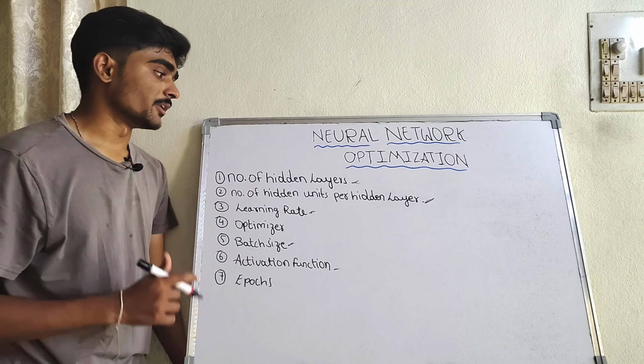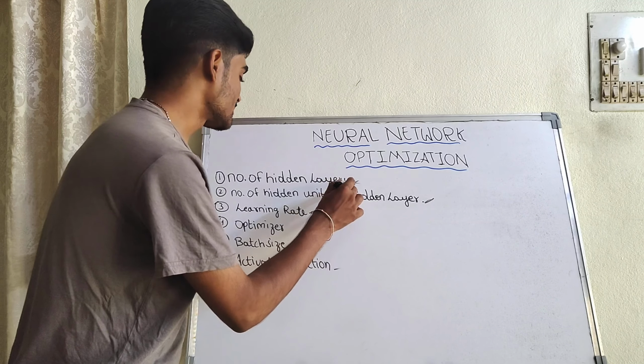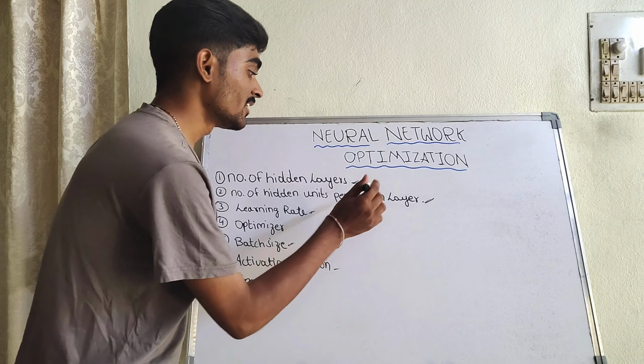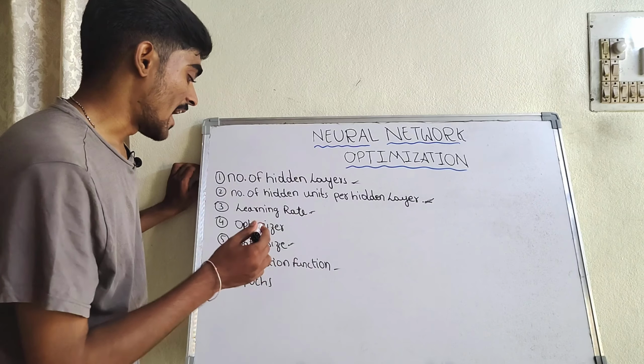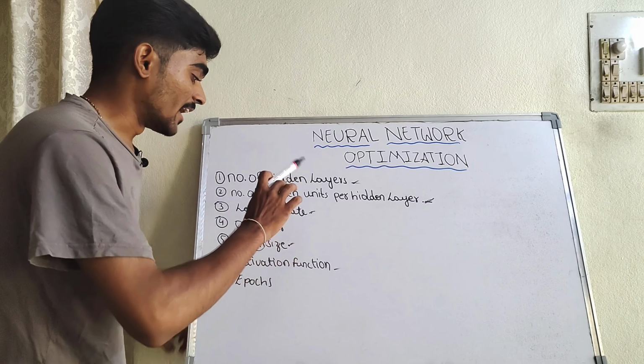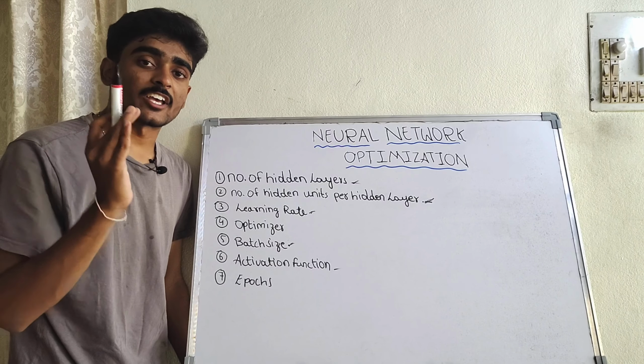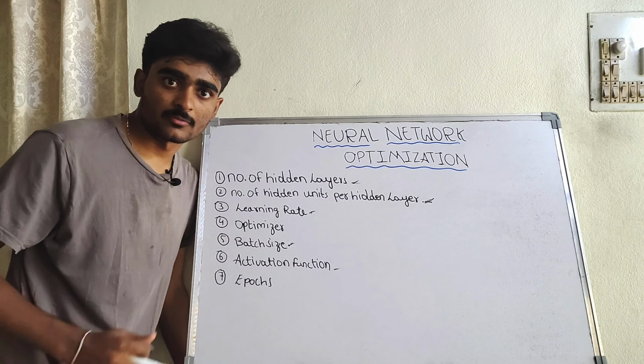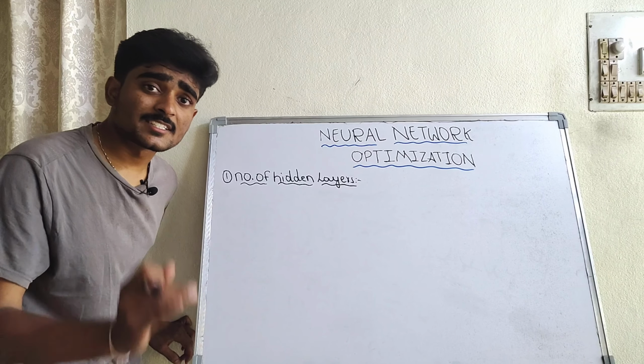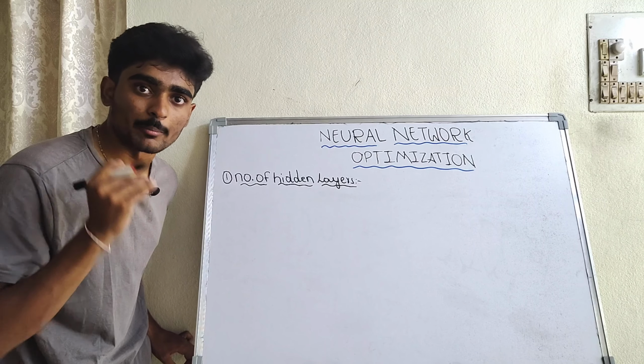In this video we'll be discussing the first, number of hidden layers, the second, number of hidden units per hidden layer, and batch size. The rest of the topics will be clearly explained in the upcoming videos. Let's start discussing each hyperparameter in detail.